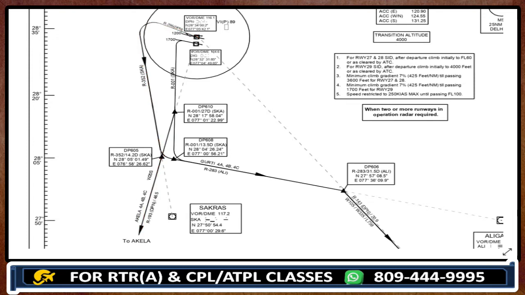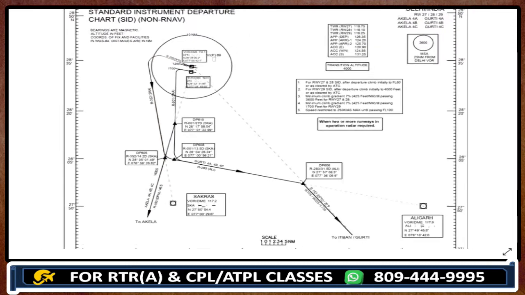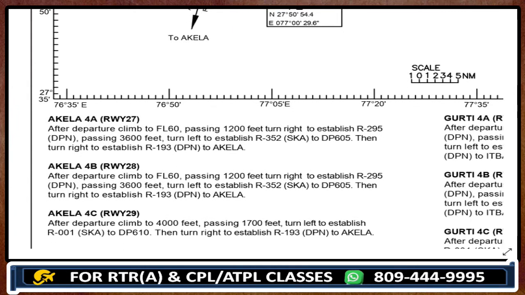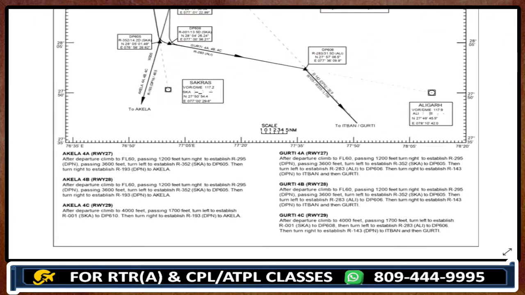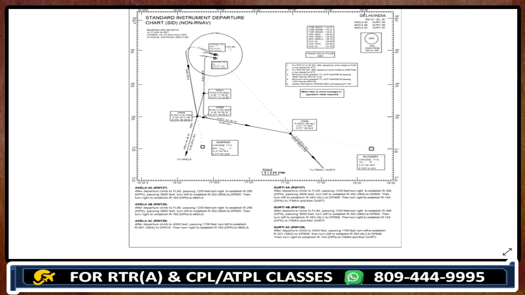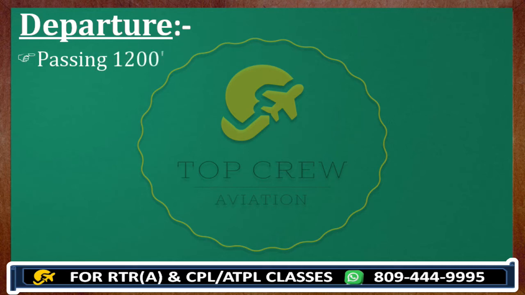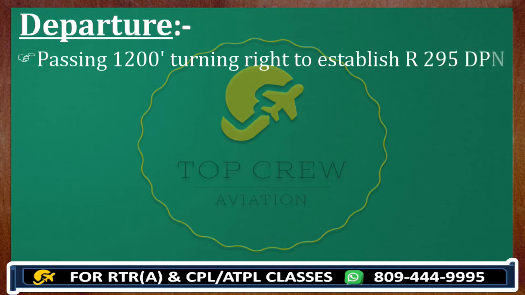So now, guys, you have all the information, like we did earlier. We will keep telling ATC whatever we are going to do. I'm telling you, guys, over here it is written initially after departure climb to flight level 60. It means we need not follow this because that is after departure. So we will leave this as it is and start following whatever is written in the rest of this chart, guys. Now, passing 1200 feet, turn right to establish radial 295 Delhi Papa November.